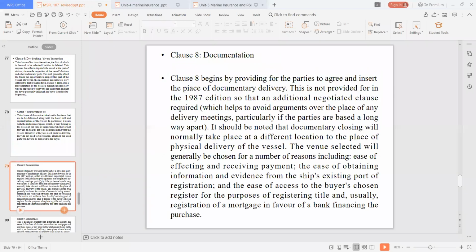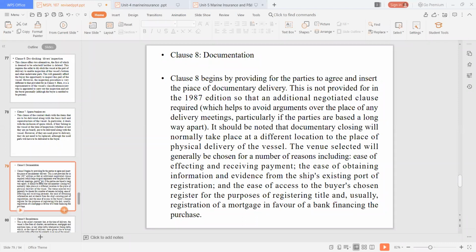Clause 8 is the documentation. Clause 8 begins by providing for the parties to agree and insert the place of documentary delivery. This does not provide for the 1987 edition, so an additional negotiated clause is required. Okay, it will be helpful in a meaningful way.